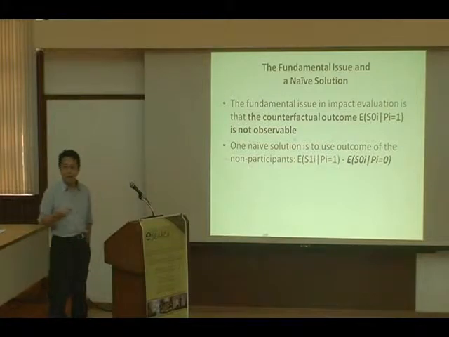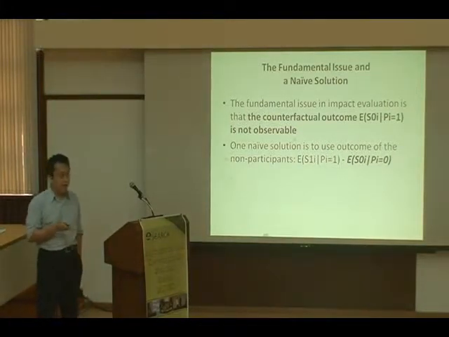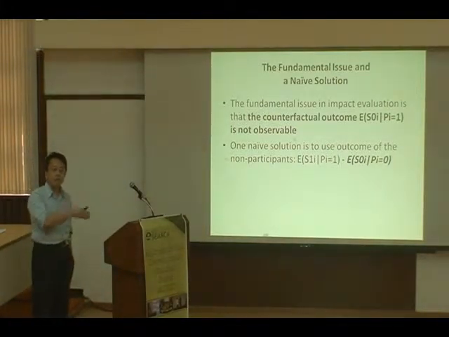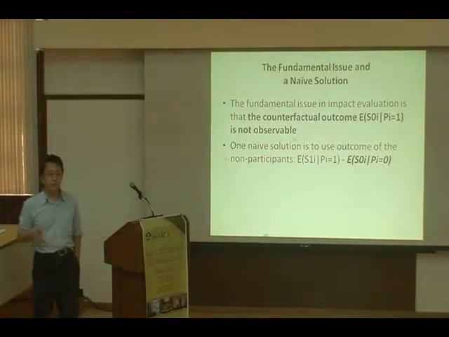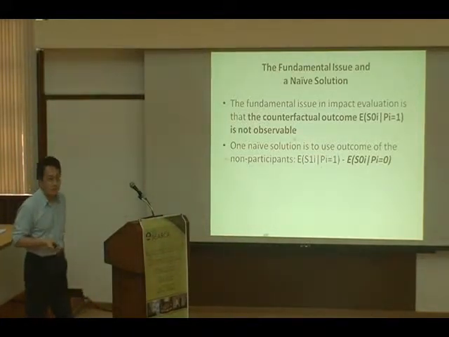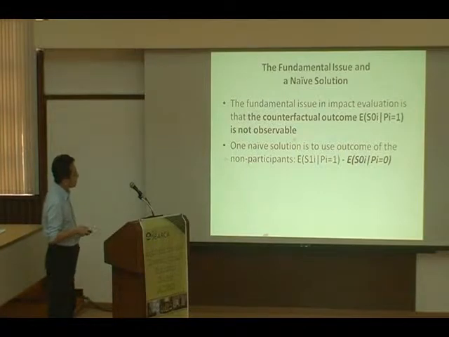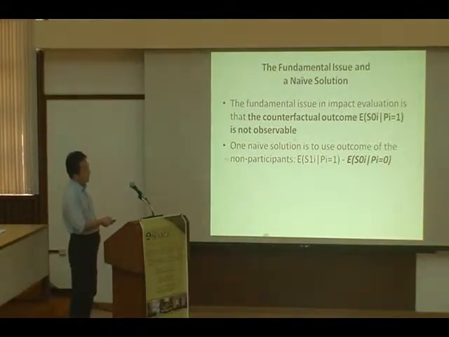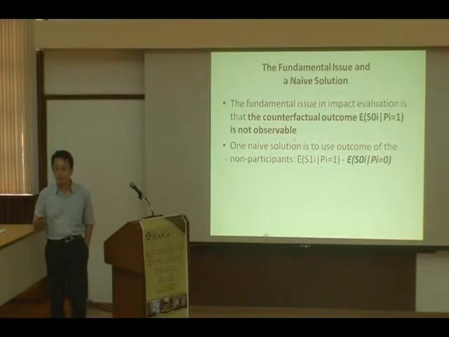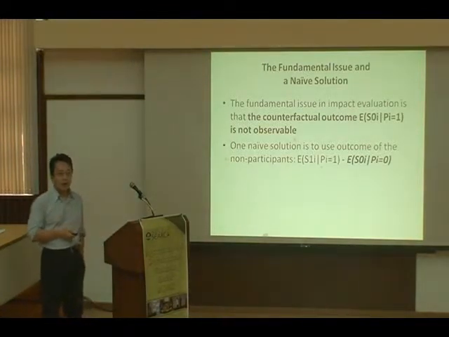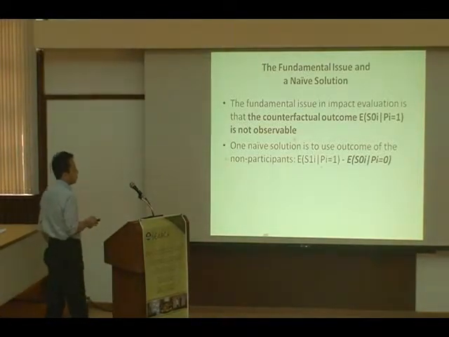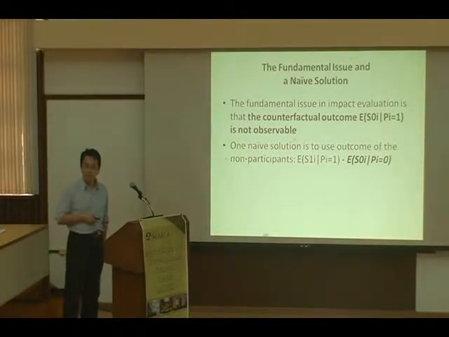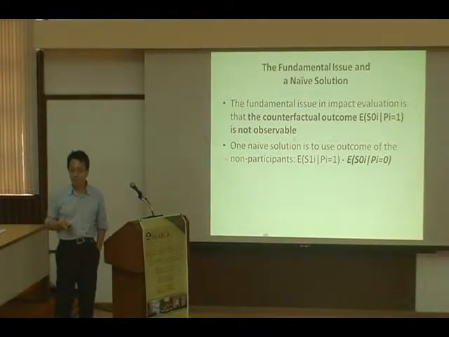But there's an easy, naive solution. We can easily compare what happened in the program area and what happened in the non-program area. If they are similar, we can just substitute and use this term as the expected outcome if the program was not implemented. Among the agents who didn't participate in the program, this is observable.